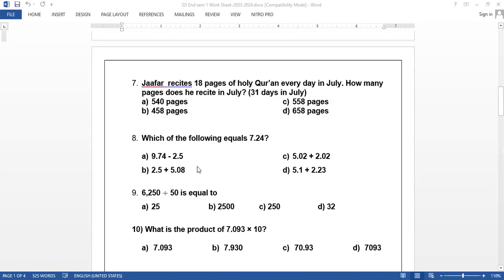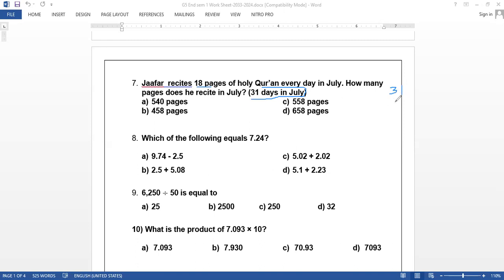Now, next question. Jafar recites 18 pages of Holy Quran every day in July. How many pages does he recite in July? So 31 days in July. This means we need to multiply 18 by 31, because I want the total amount of pages he recites of Quran. In each day he reads 18 pages, but for the total we multiply 31 by 18.